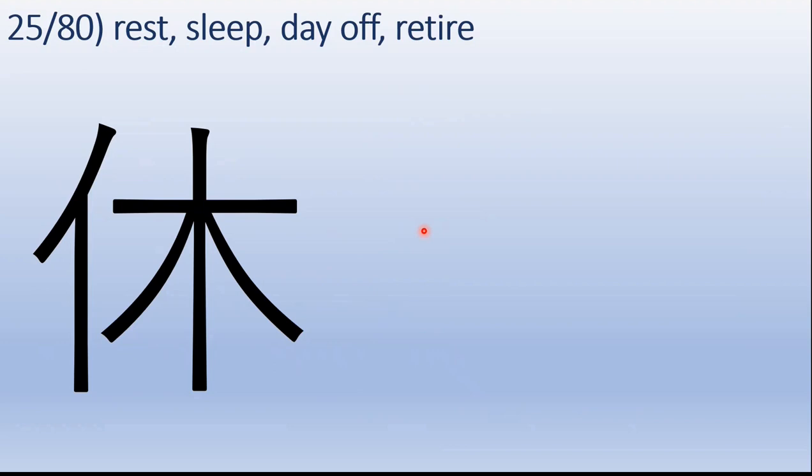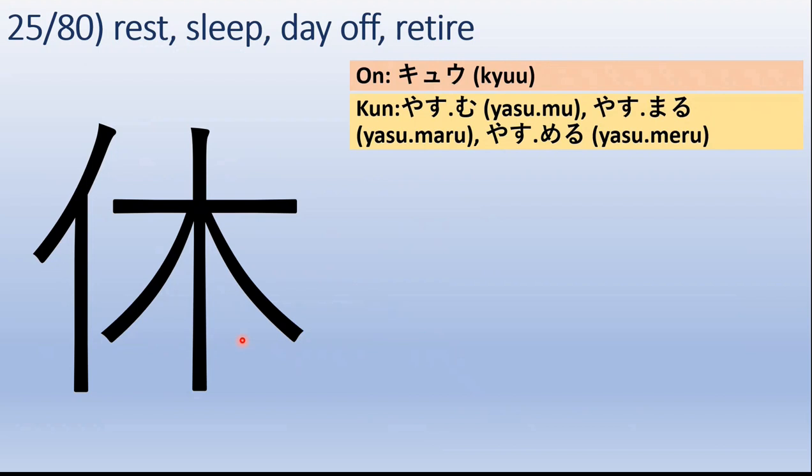The next one is rest, sleep, day off, or retire. So this is the kanji. We will see how this is derived in the next slide. The on reading is Q. The kun reading is Yasumu, Yasumaru, or Yasumeru.